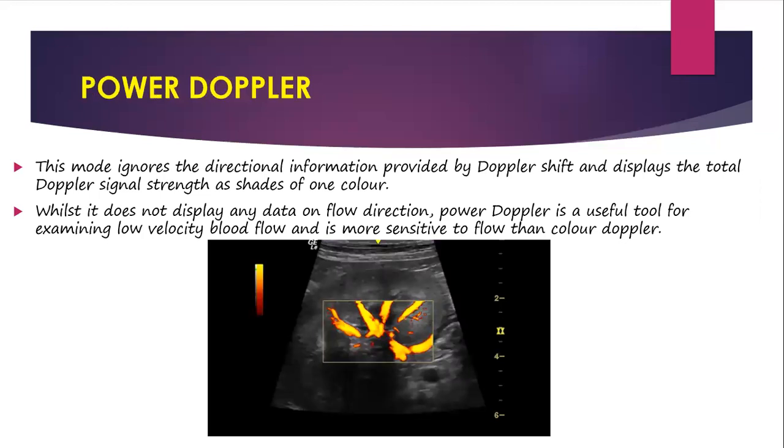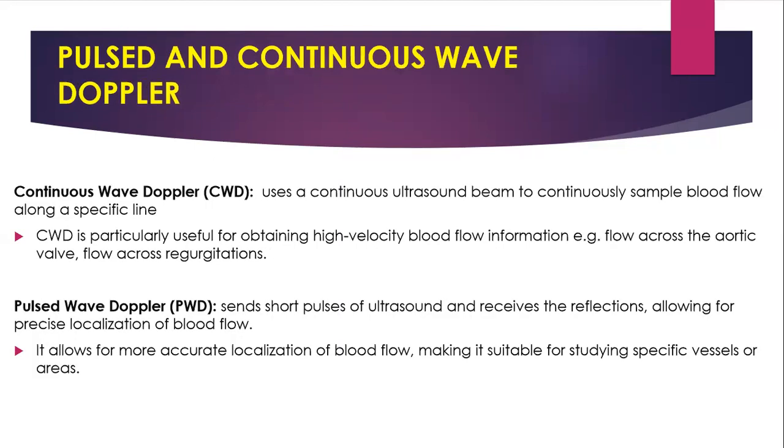Power Doppler ignores the direction information provided by the Doppler signal and displays the total Doppler signal strength, so it does not display any data on flow direction. Power Doppler is a useful tool for examining low velocity blood flow and is more sensitive to flow than color Doppler. Continuous wave Doppler uses a continuous ultrasound beam to continuously sample blood flowing along a specific line. It is particularly useful for obtaining high velocity blood flow information, like flow across the aortic valve or flow across regurgitations.